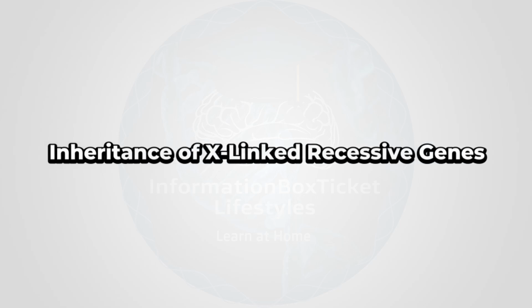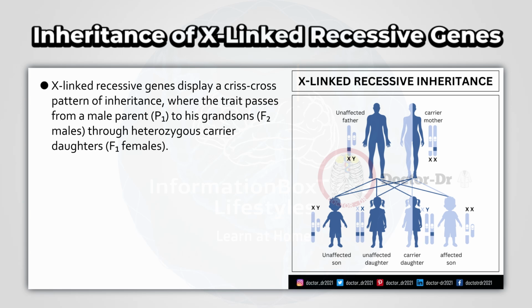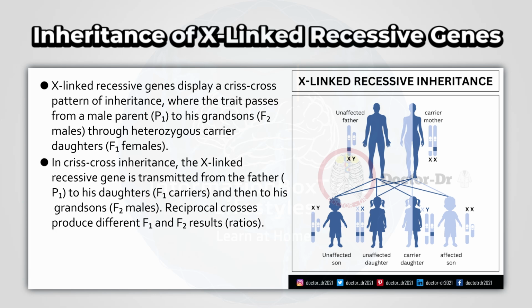Inheritance of X-linked recessive genes. X-linked recessive genes display a crisscross pattern of inheritance, where the trait passes from a male parent, P1, to his grandsons, F2 males, through heterozygous carrier daughters, F1 females. In crisscross inheritance, the X-linked recessive gene is transmitted from the father, P1, to his daughters, F1 carriers, and then to his grandsons, F2 males. Reciprocal crosses produce different F1 and F2 results ratios.